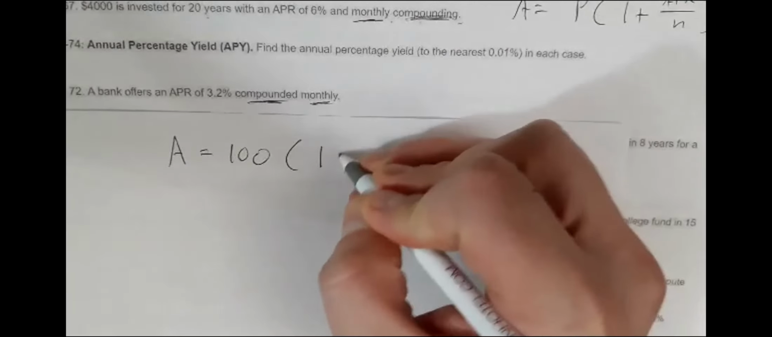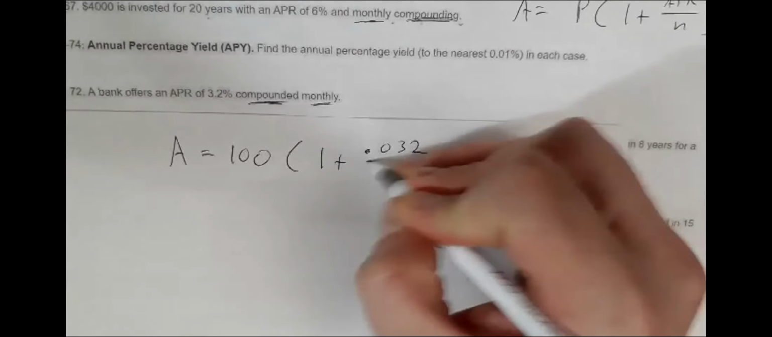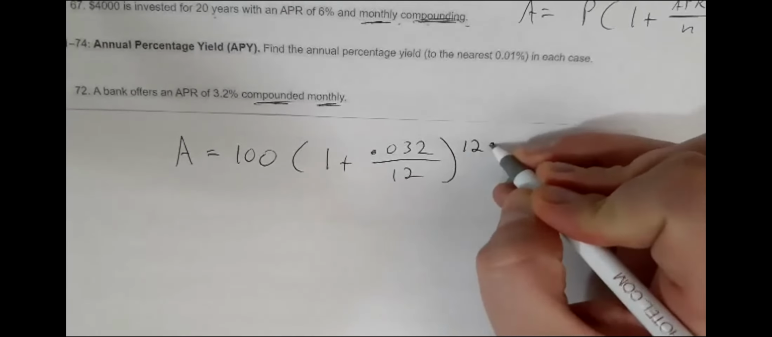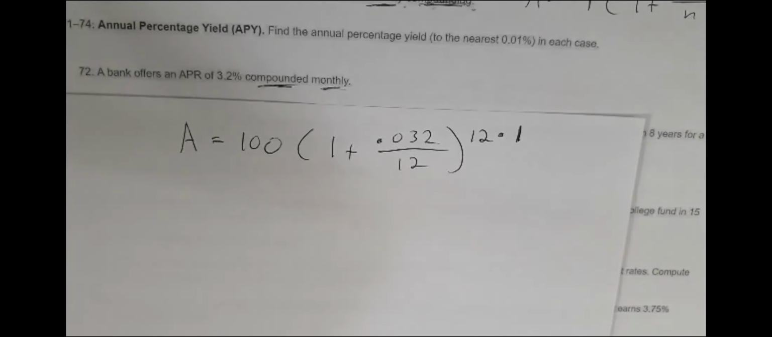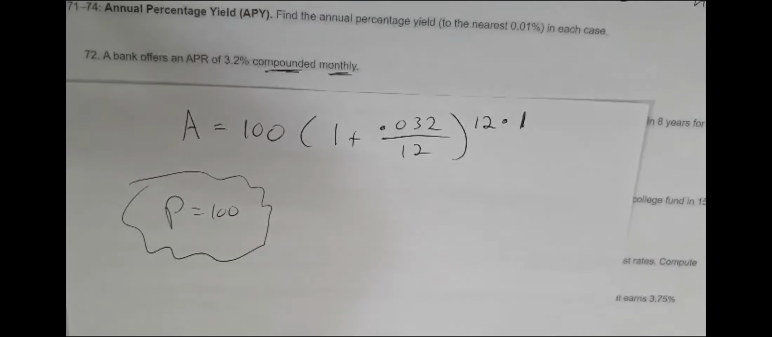If I pick 100, 1 plus my APR is 0.032. I want to do this per month, which is 12. I want to do 12 months, for a year, to figure out what I end up with. Note, I subbed in P being 100.